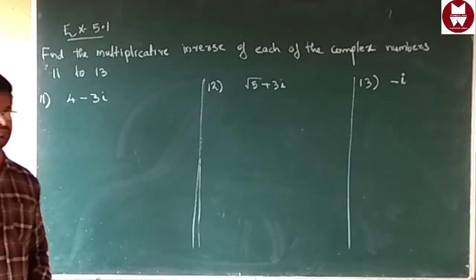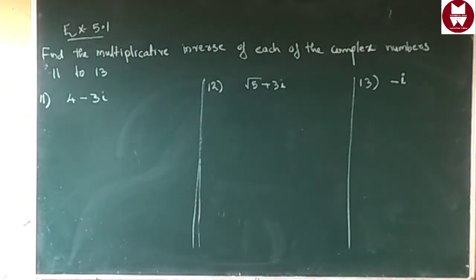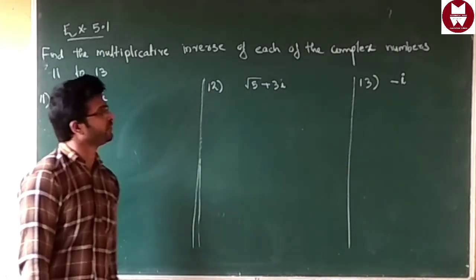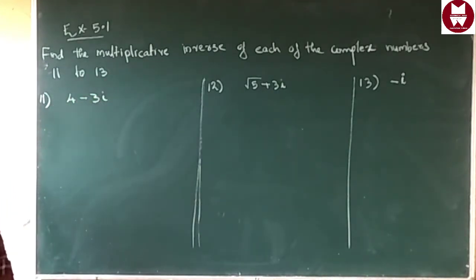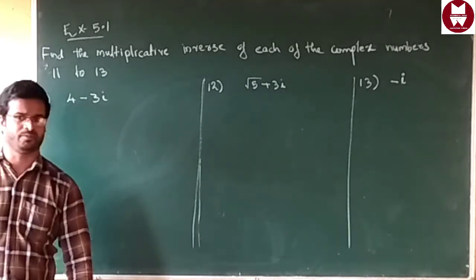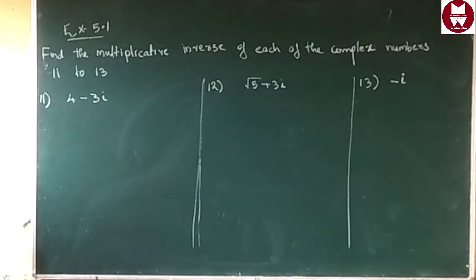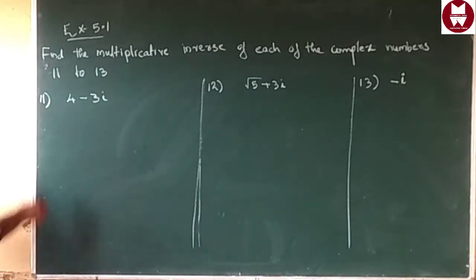Now we can see some questions related to the multiplicative inverse. Exercise 5.1, question number 11 onwards. Find the multiplicative inverse of each of the complex numbers, question numbers 11 to 13. Question number 11 is 4 minus 3i. Here one complex number is given. We have to find the multiplicative inverse of this complex number.